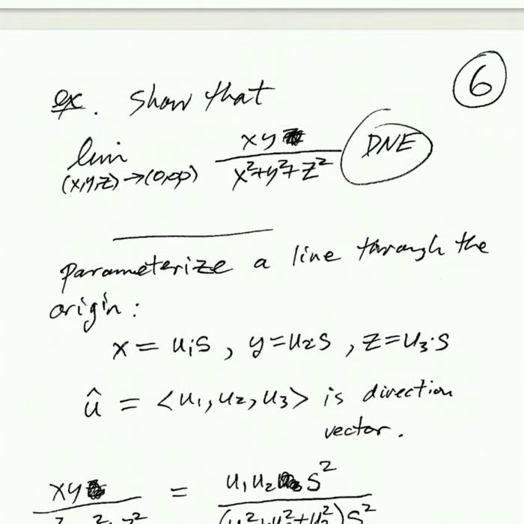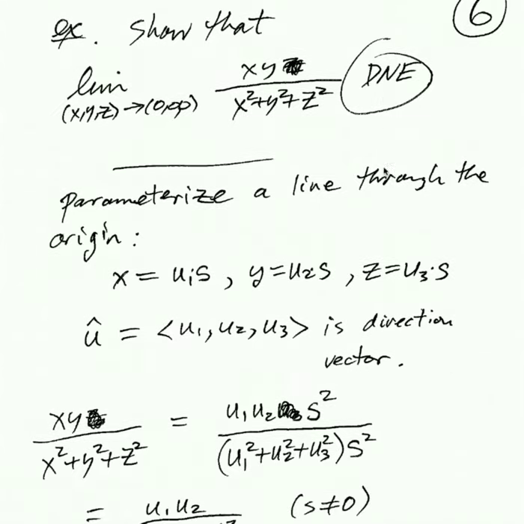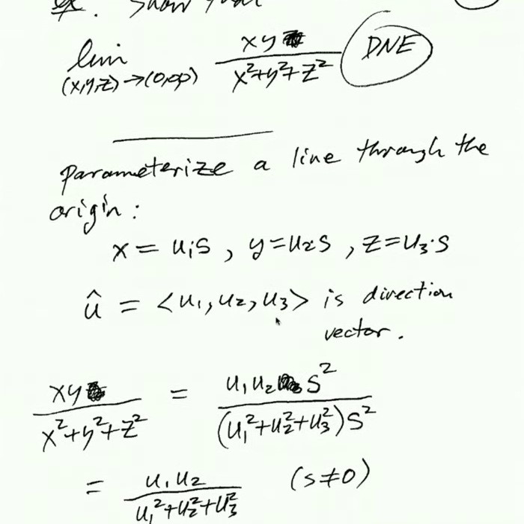Now this was kind of ugly. I had to scratch out a couple things here. I wanted to show you this. Show that the limit as (x, y, z) approaches the origin in 3 space of xy over (x squared plus y squared plus z squared) does not exist. What I did was parameterize a line through the origin. That's really supposed to be 1. So here's a parameterized line. I'm using arc length as the parameter, so I've got a unit vector u hat, where (u1, u2, u3) is the direction vector. The parameterized line is x equals u1 s, y equals u2 s, z equals u3 s.